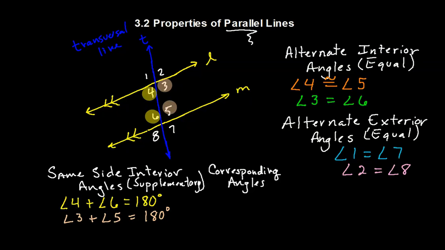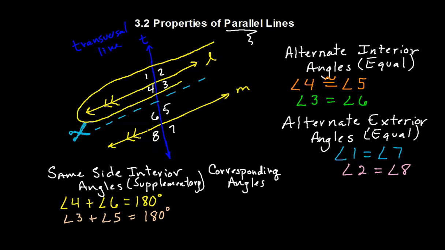Okay, now the last one are corresponding angles. Let me go ahead and clear the board so I can show you the corresponding angles. Okay, for corresponding angles, I made a little drawing here. Imagine you get some scissors and you cut right in between lines L and M. Remember, the lines are parallel. What happens to these angles? So if I take line L and I put it right on top of line M, notice that angles are going to land on top of each other.